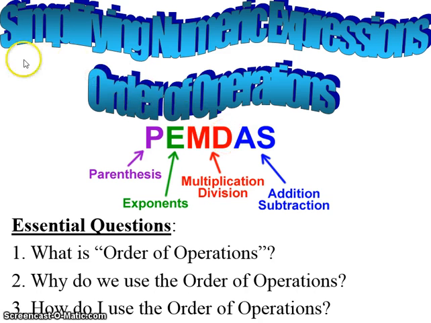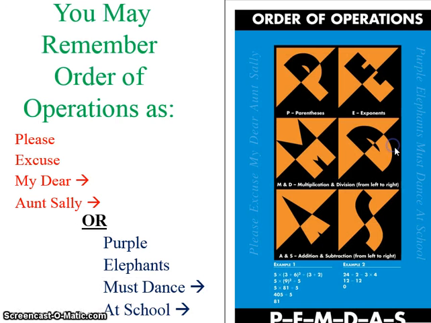In this lesson we will be studying how to simplify numeric expressions, and this does involve the order of operations, which you've previously learned as parentheses, then exponents, then multiplication and division from left to right, and addition and subtraction from left to right. Our essential questions for today are: what is the order of operations? Why do we use it? And how do we use it?